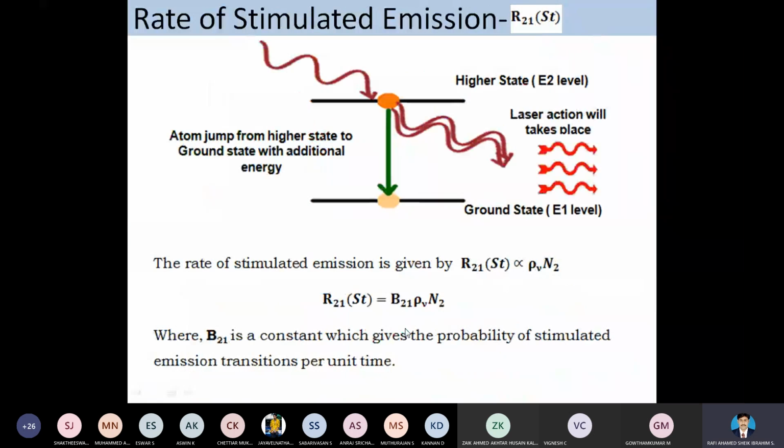The third case is the rate of stimulated emission. For the rate of stimulated emission, the symbol is R21 stimulated. Here we can see that the atom is in the higher state. The higher state atom jumps to the ground state.